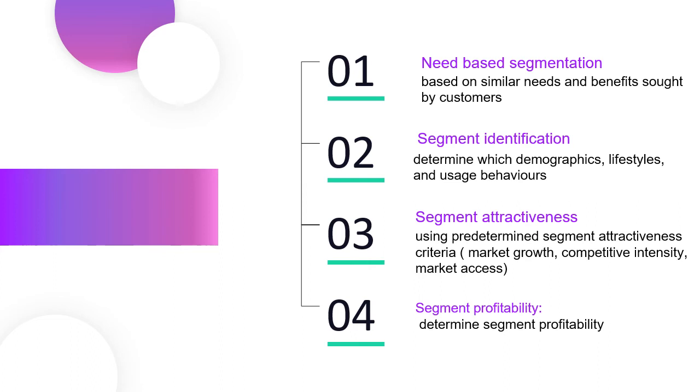And third one is segment attractiveness. Using a predetermined segment attractiveness criteria such as market growth, competitive intensity, and market access, determine the overall attractiveness of each segment. And the fourth one is segment profitability. We have to determine the segment profitability.